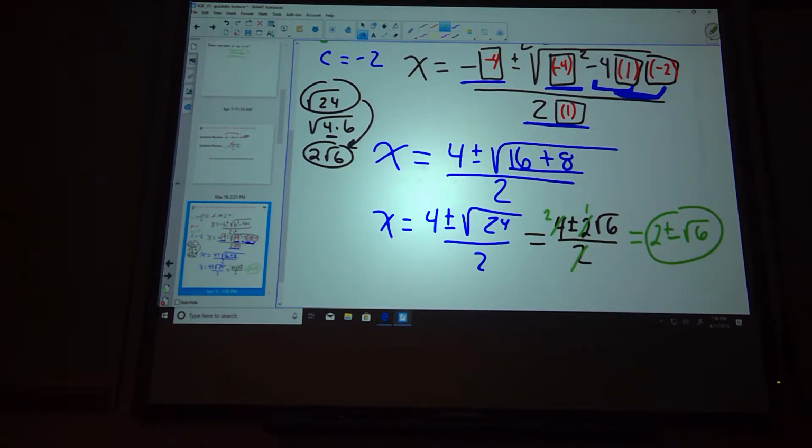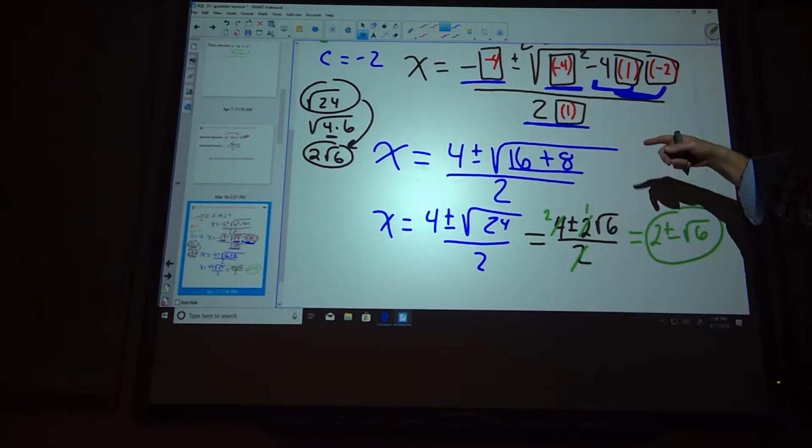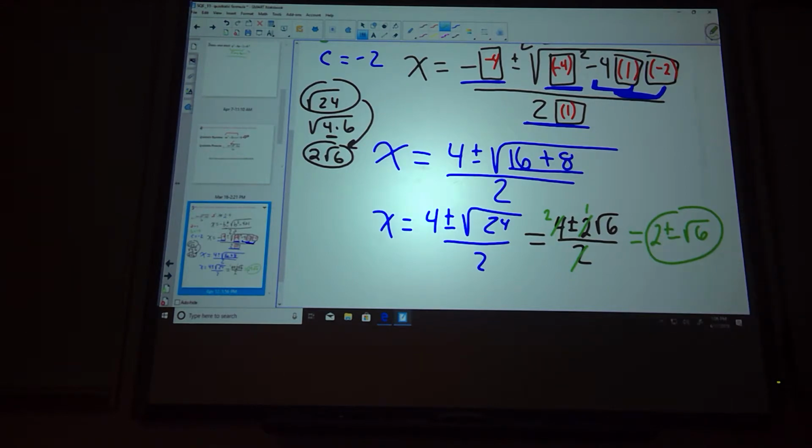What if it doesn't go into it? Then you just leave it alone. Okay? These are 2 answers. 2 plus root 6, 2 minus root 6. It's an irrational answer. I can't write it as an exact fraction. Exact answer is what we want to stick with. This is good. We don't change anything. Notice I wrote all of the pluses and negatives in there for a reason, because it's real easy on this equation to slip up when you're dealing with negatives.